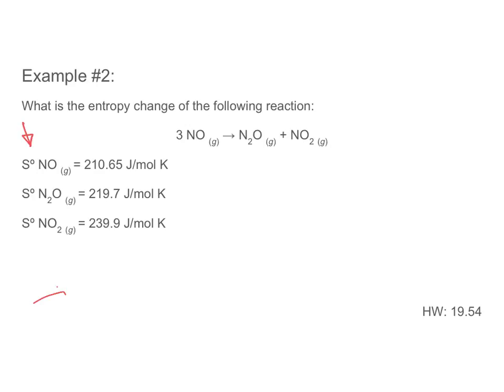So in this case, we're going to calculate the change in entropy, which is the sum of the entropy value for, in this case, the products. So N2O plus NO2, minus the sum of the entropy change of the reactants, but in this case, it's 3 times the NO because of the coefficient.